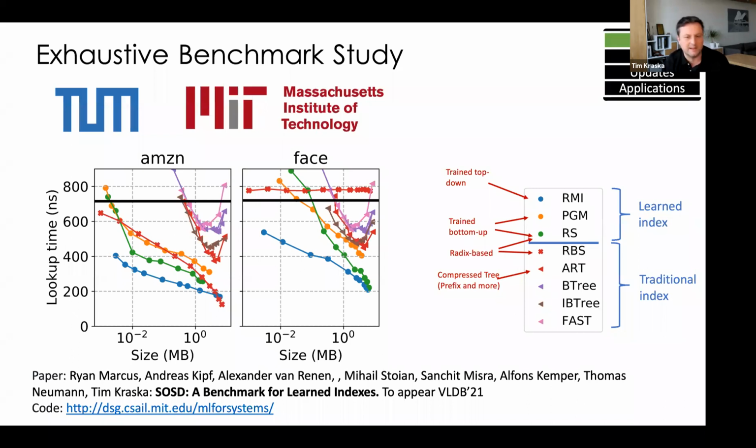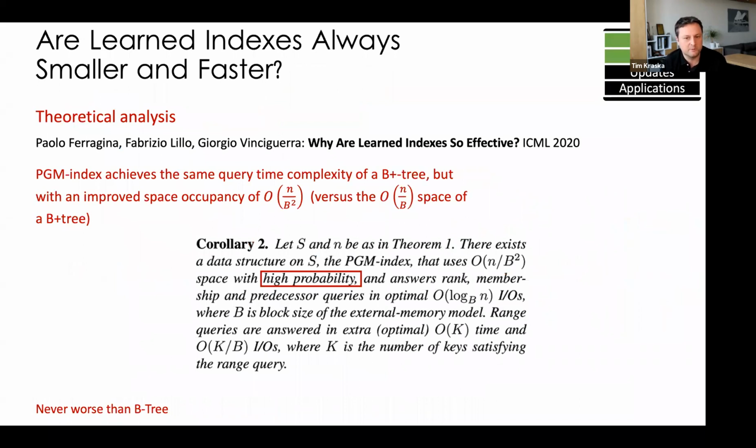They are slightly different from the RMI approach, which I showed you earlier, the mixtures of models. Those are trained bottom up and often use splines in order to fit the data. Overall, the result from the study is that they're holding up extremely well. And that's partially also explained by a paper Paolo from the University of Pisa did with his students on why learned index structures are so effective. They showed that if you capture something about the underlying data distribution with high probability, the index size becomes much, much smaller. So there's some theory now behind the results, thanks to Paolo and his co-authors.